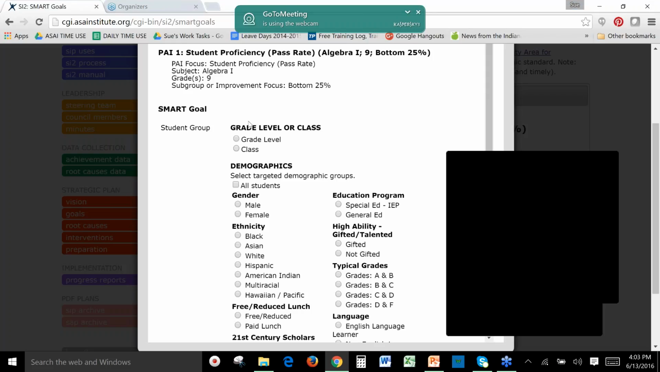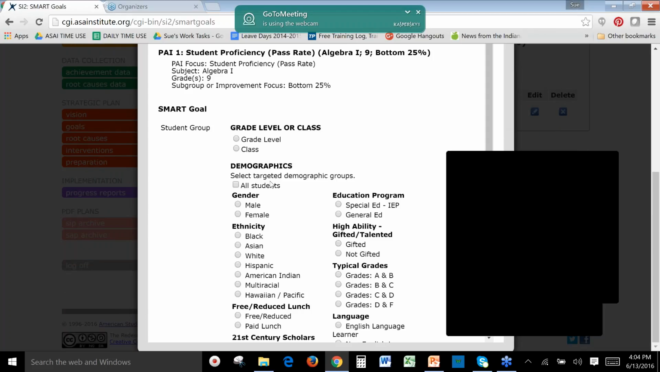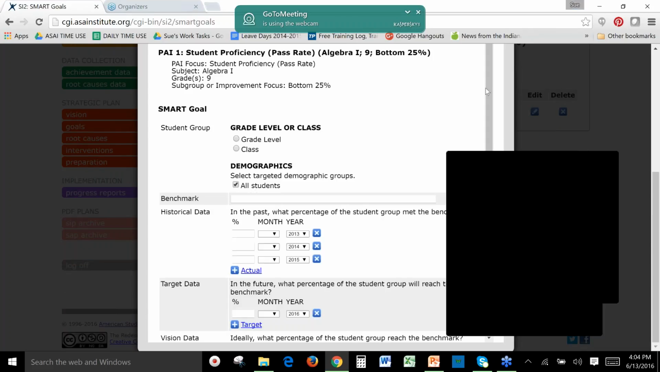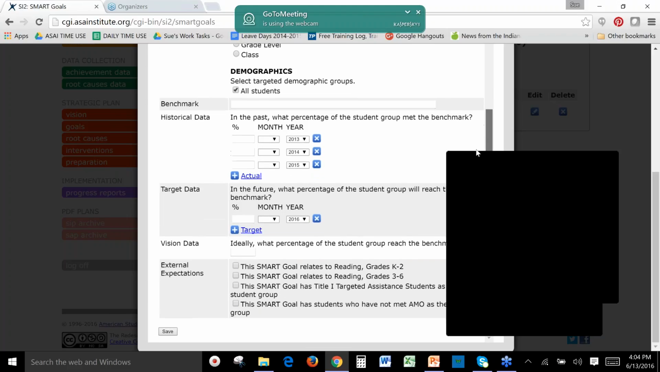And again, it prompts you, is this going to be a grade level SMART goal or a class SMART goal? What are the demographics of the student group? Is it all students? If I click all students, then the segregation disappears. What's the benchmark? What do we want them to do? What's my historical data? What's my data target? And again, we'd like those to be a year out. What's my vision data? Well, ideally, I wanted 100% of the kids to do this. And then what's the external expectations? And again, this is customized.